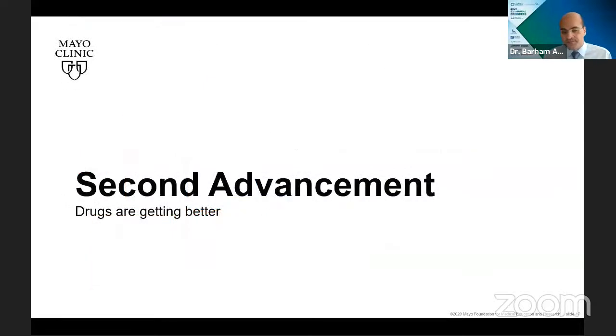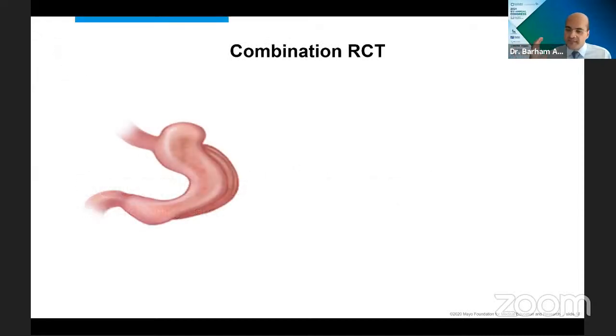So stay tuned. The second advancement in the field of endoscopic sleeve gastroplasty is that drugs are getting better. That's the paradigm. Now we're shifting things to a minimally invasive intervention. So part of the future is going to be these combination procedures where you have a procedure like endoscopic sleeve gastroplasty. You combine it with a medication like semaglutide in order to enhance the durability of the response.